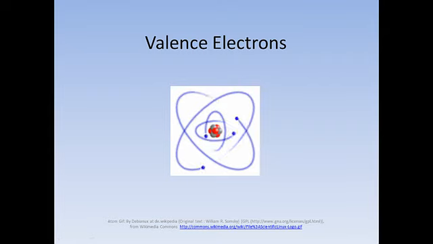In the last unit, you learned how electrons were arranged in the electron cloud. In this unit, you will learn how electrons are involved in the formation of chemical bonds.